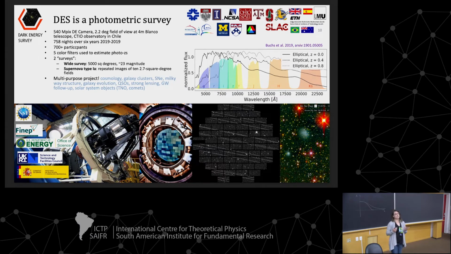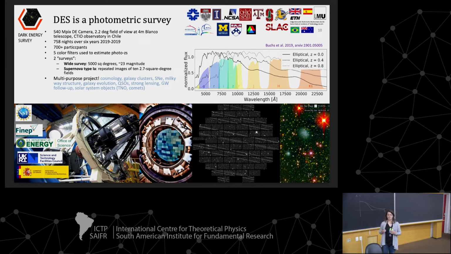And then there's a separate supernova survey where certain patches of the sky were revisited at a more frequent cadence to look for transients. So DES by design, I'm going to be talking about one specific analysis measuring galaxy clustering and weak lensing, but it's designed to be a multi-purpose project. So there's a lot of different kinds of science that one can do with this data set.